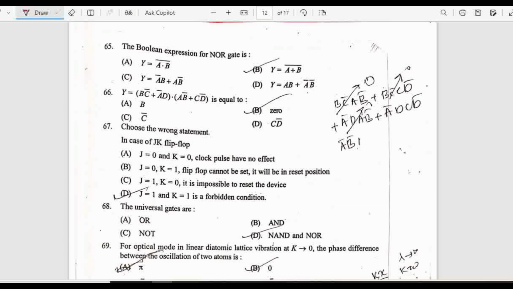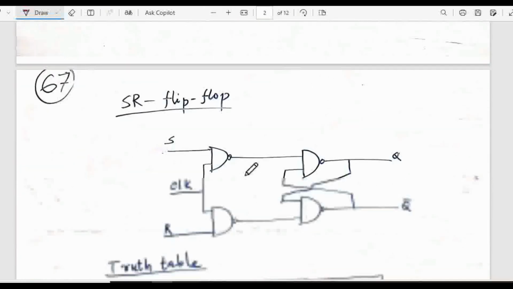Coming to question number 67, this question asks to find the wrong statement. So how can you do it? Let's check each option one by one. In option A, it is given that when J equal to 0, K equal to 0, the clock pulse has no effect. Let's see how to solve this.